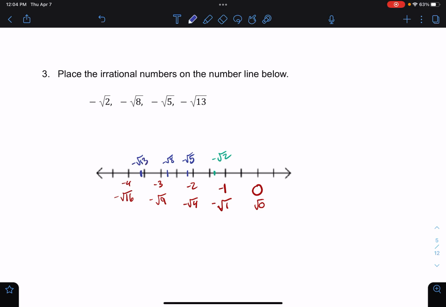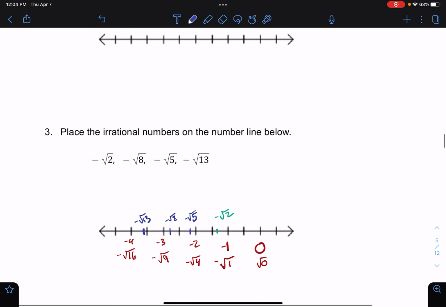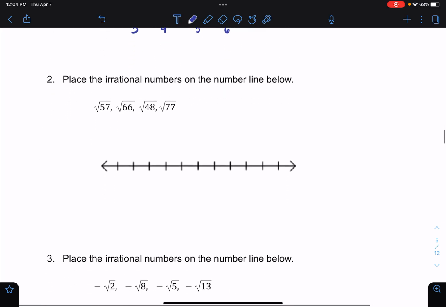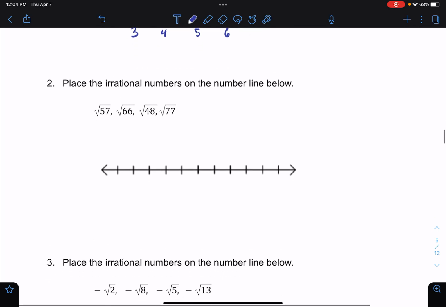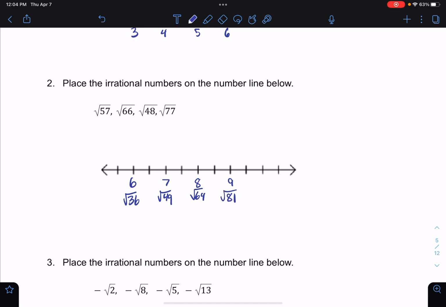Okay, I meant to keep changing colors. I'm sorry I didn't. I meant to, I promise. All right, last one. I'm going to set up the number line for you, but then I really want you to try. I'm going to start at 6, which is the square root of 36. Skip 1, 7, the square root of 49. Skip 1, 8, the square root of 64. Skip 1, 9, square root of 81. So go ahead and pause the video and try to place these 4 irrational numbers, which we'll talk about on Monday, on this number line.